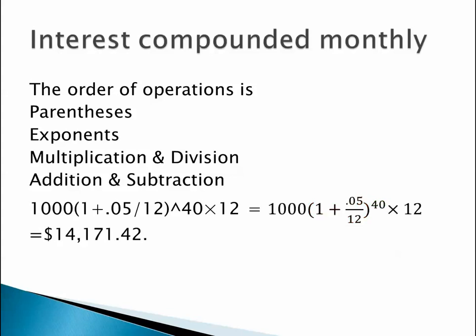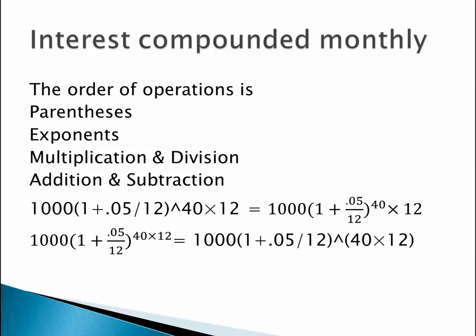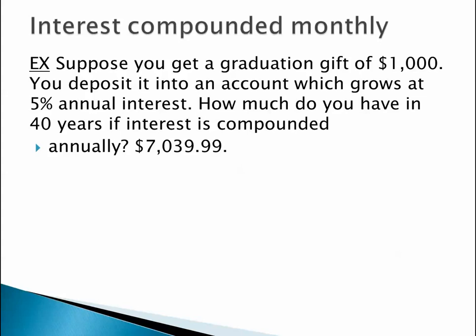That gives us $14,171.42. And I wish we had that amount, but that's not the correct amount. Instead, what we want to enter is this. And we get $7,358.41. So again, notice the 40 times 12 is in parentheses.